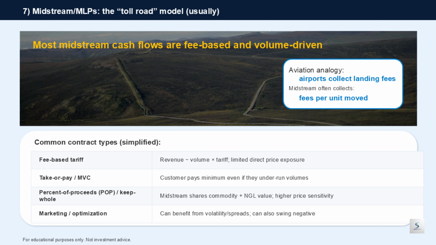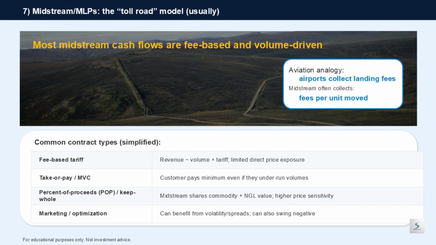In aviation terms, think of it as an airport collecting landing fees. Airplanes arrive with different passengers, loads, and ticket prices, but the airport still gets paid when the aircraft lands using its infrastructure. That said, not every midstream cash flow stream is perfectly insulated. Certain processing and marketing structures can introduce real commodity exposure. So when you're evaluating an MLP, the question is, how much is stable landing fee style revenue and how much is tied to commodity-linked margins?